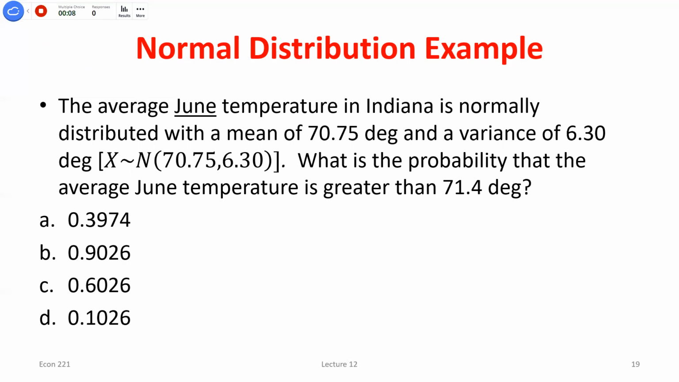It's a similar setup. We have a normally distributed variable, June temperature, and the mean is 70.75, and the variance is 6.3. What's the probability that June temperature this next month is greater than 71.4? Unlike the other two problems, we're no longer looking for the probability of being less than a certain amount. We now have the probability of being greater than that amount. So there might be an added step at the end. Once you look that probability up in the table, there's going to be one additional step. I'll give you a little bit of time to work on this, and we'll come together and talk through it. Also, if you draw this out, it should help you limit the possible answers a little bit.